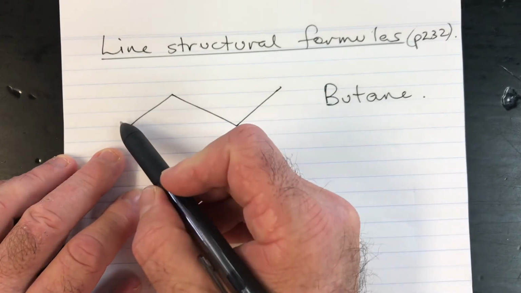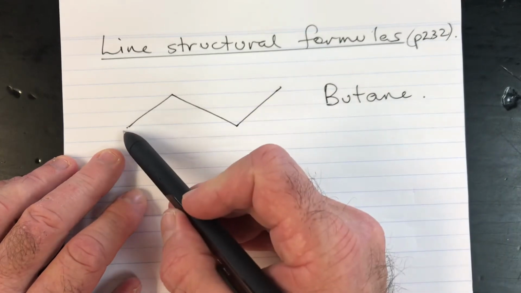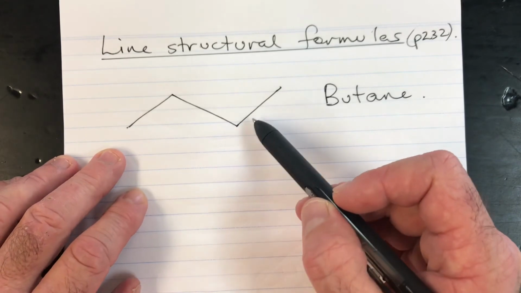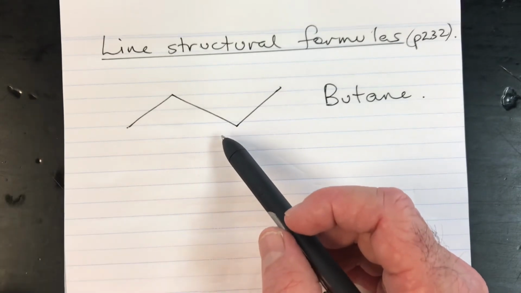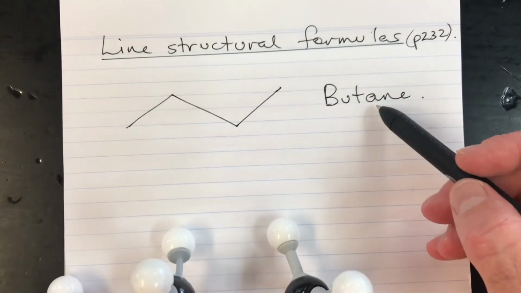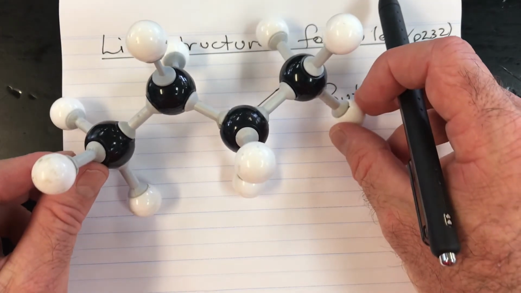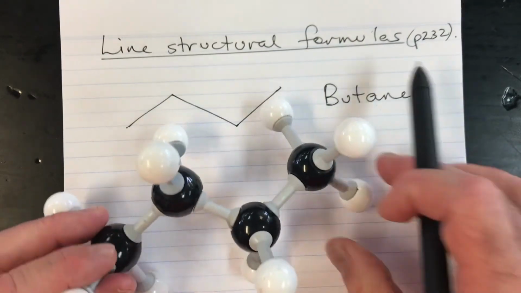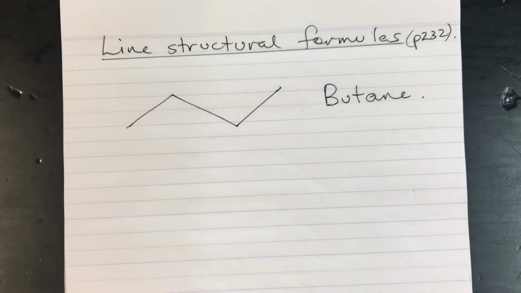I know we haven't written a C here, but it's generally assumed that at the corners and ends of every line here is a carbon. So we know there's carbons there, and we know that there's hydrogens coming off those carbons. And the reason why it's a zigzag is for obvious reasons. This is butane, like I drew at the start. And so, there we go, look at that, superimposed perfectly. It zigzags because the actual molecule has its carbons in a zigzag shape as well.